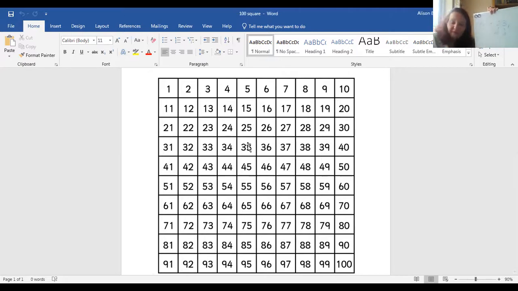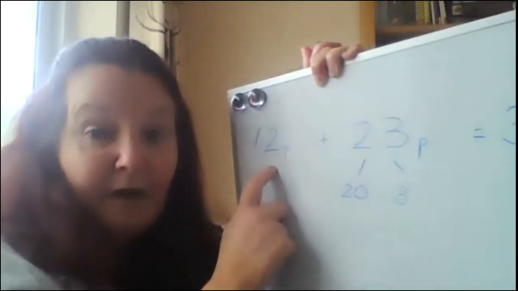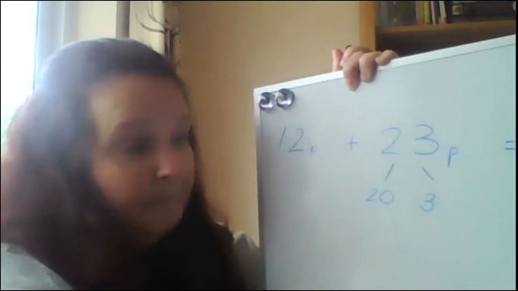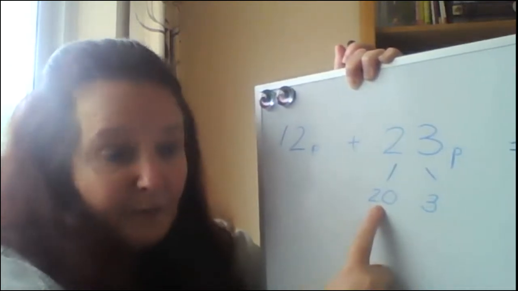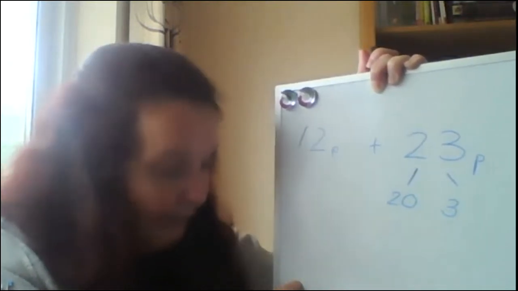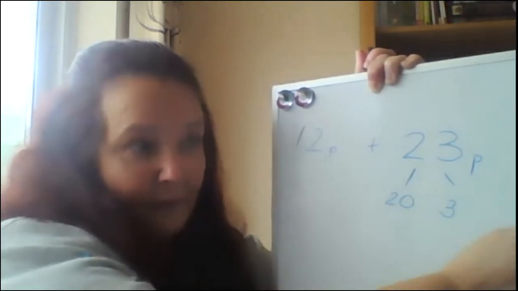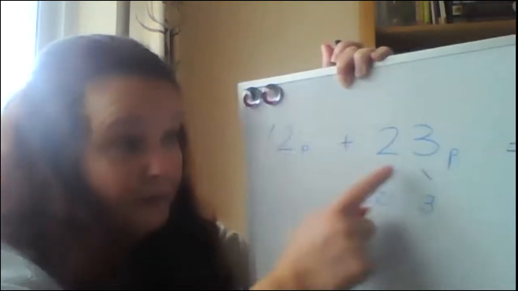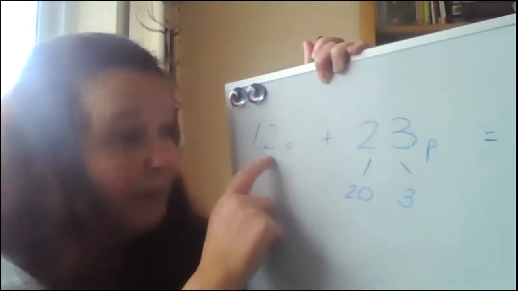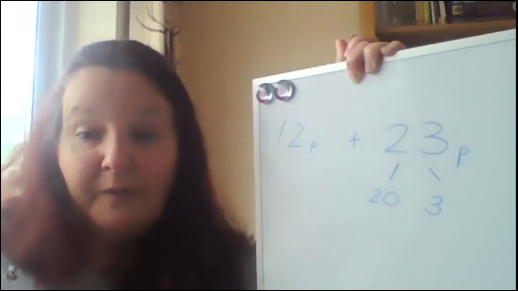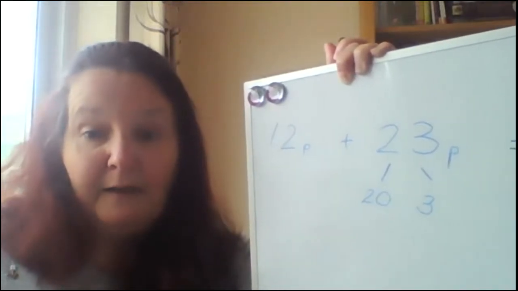Do you see how I've done that? Let me stop my share. I left my 12 as it was. I partitioned my 23, and then I added 20. So I did 10, 20, and then 3 little ones, and I got to 35. I could have done it the other way around. I could have left the 23 and partitioned the 12, but I did mine that way round. But that would be completely up to you, okay?